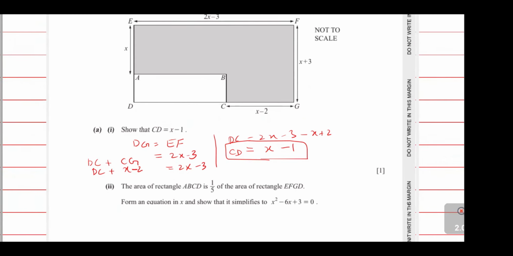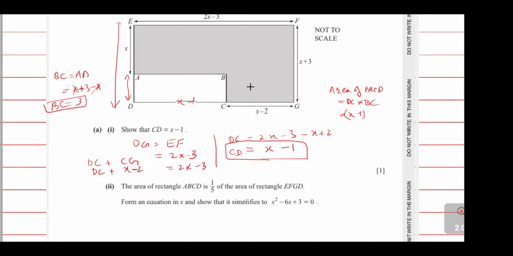Next, part B. The area of rectangle ABCD is 1/5 the area of rectangle EFGD. Look here, area of rectangle ABCD will be equal to DC multiplied by BC. And DC length here is x minus 1, and BC length equal to AD. Look here, the total length is x plus 3. Therefore, if we subtract x from x plus 3, we get this length AD, and this is equal to 3, and BC equal to 3. And the area will be equal to 3x minus 3.